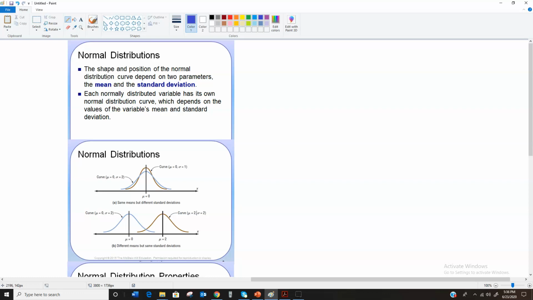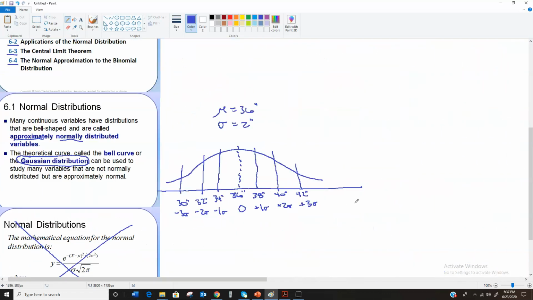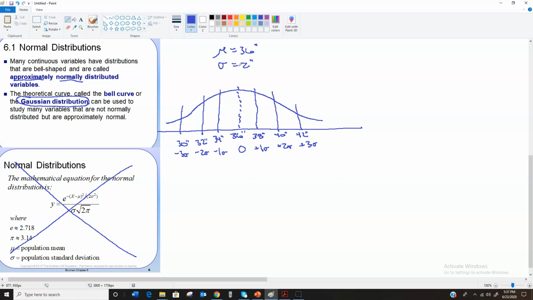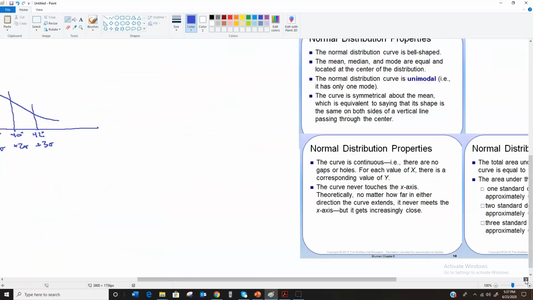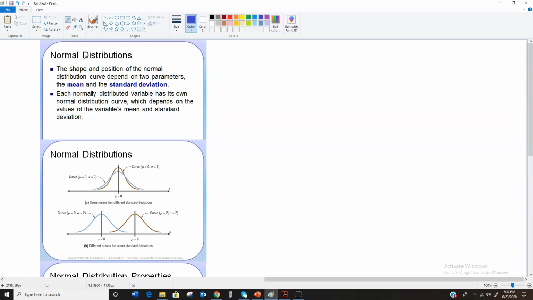So the shape and position of the normal distribution depends on 2 parameters, and I just showed that in that other picture. The shape and such depends on what the mean is and what the standard deviation is. So the mean gives you where the middle is, and the standard deviation tells you how much you go up by each standard deviation that you add. So in this case, 36 was in the middle, and then we went up by 2 each time. Well, those numbers can change and be pretty much anything. And so the shape and position depends on where the mean is, because that gives us the middle, and what the standard deviation is, because that tells us how far to go for each standard deviation.